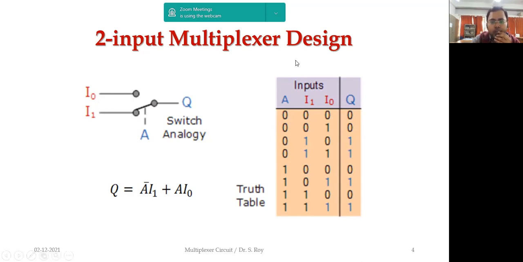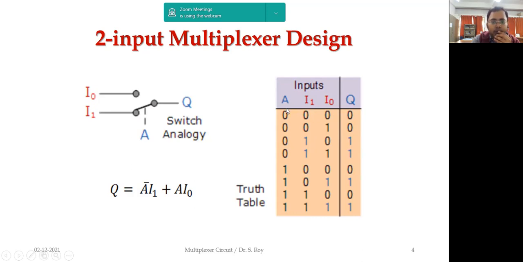If I observe the truth table or logic table of this kind of multiplexer, it will look like this: whenever A is 0 for the first 4 combinations, the Q, that is the output, will follow the same pattern as I1 is connected.